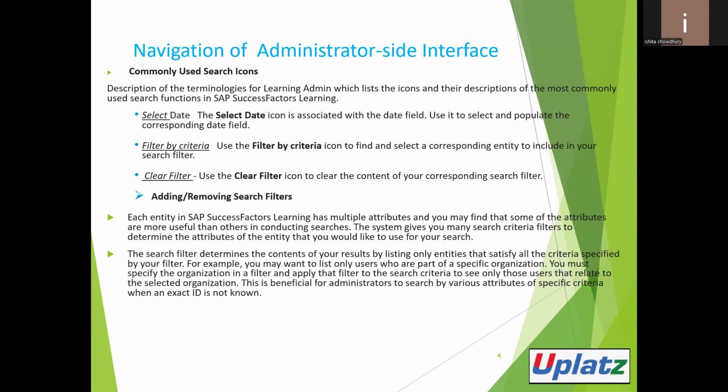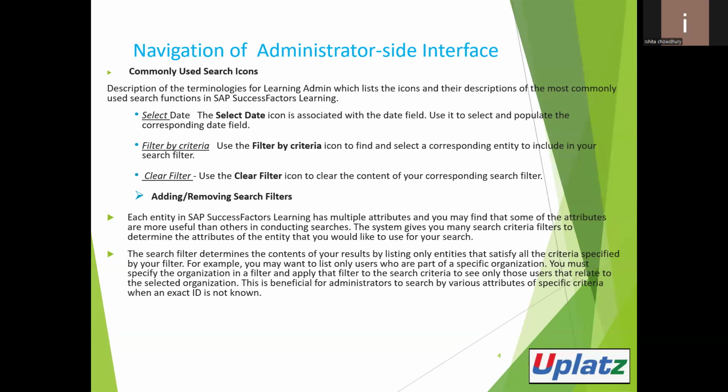The search filter determines the contents of your results by listing only entities that satisfy all the criteria specified by your filter. For example, you may want to list only users who are part of a specific organization, right? When I talk about a specific organization, I said HR. We can also say finance, network, or legal. These are various departments in your organization. You must specify the organization in a filter and apply that filter to the search criteria to see only users that relate to the selected organization. This is beneficial for administrators to search by various attributes of specific criteria when an exact ID is not known.